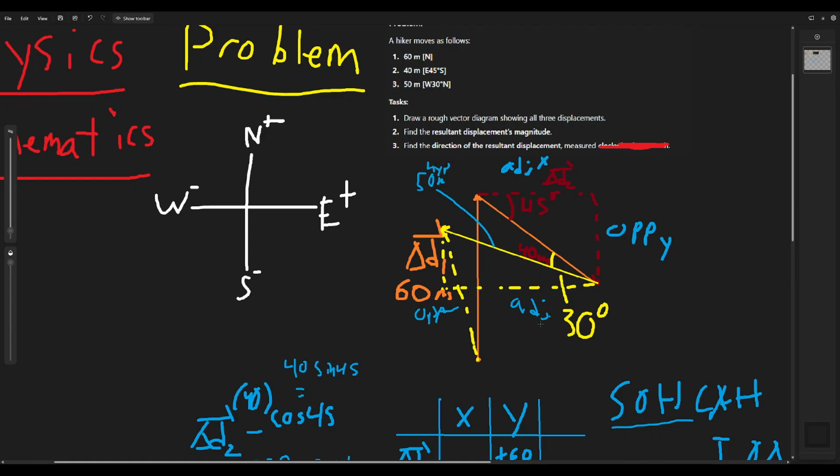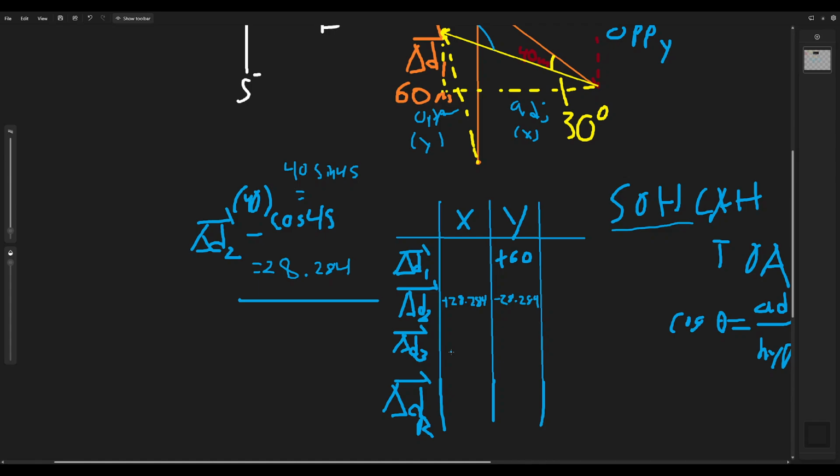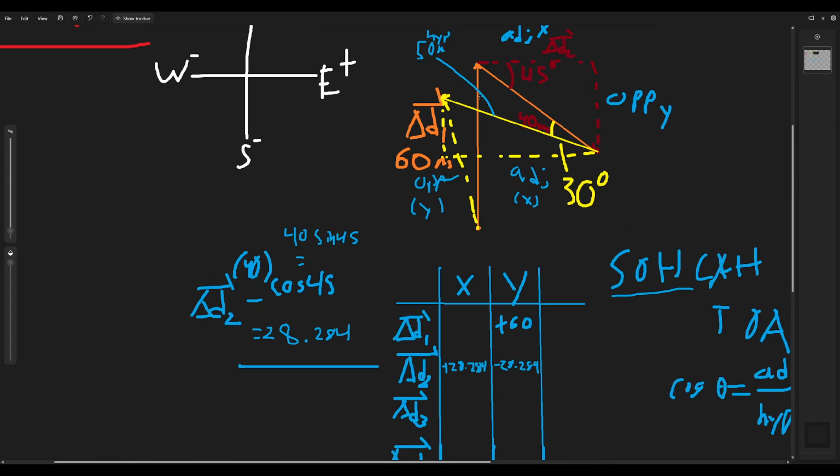Okay, then we just do the same thing. Our adjacent in this case is our x component because it's going horizontally, and our opposite, which is this line, not this other yellow line that I drew, is our y component. Then we just do the same thing. So our angle here is 30, our hypotenuse is 50.